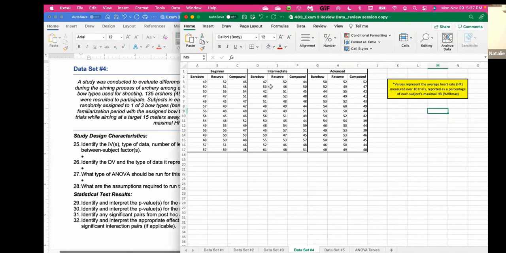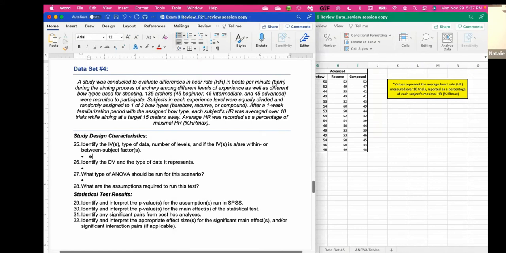So in this instance, we can see we've got 3 separate experience levels. I feel like that one is a fairly dead giveaway. It's a between subject factor. So we'll say experience is one of our independent variables, and it is nominal data. It has 3 levels, right? Beginner, intermediate, advanced. And it's a between subject factor because each person has a different group that they've been assigned to.